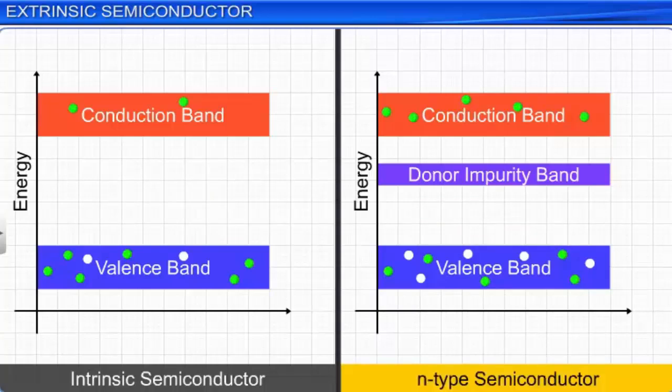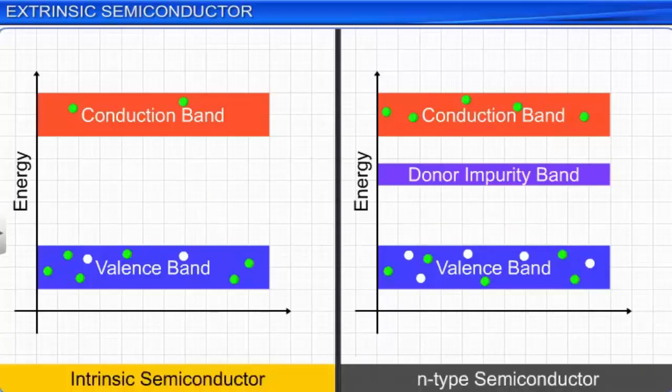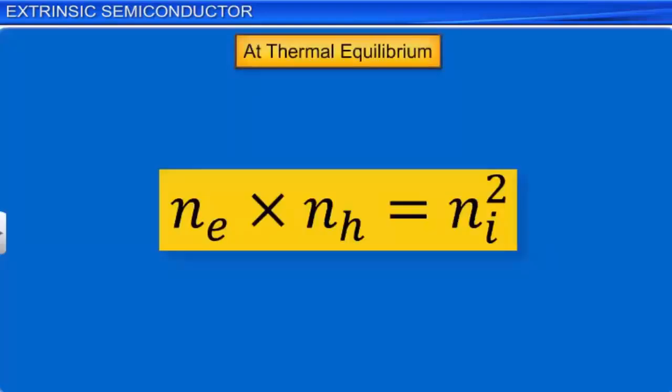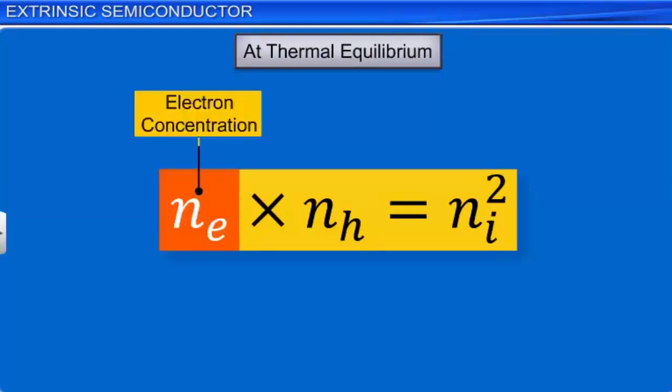It can be shown that at thermal equilibrium, Ne times NH is equal to Ni squared. Here, Ne, NH and Ni denote the concentration of electrons, holes, and intrinsic carriers respectively. You will learn about the details of the equation at higher classes.